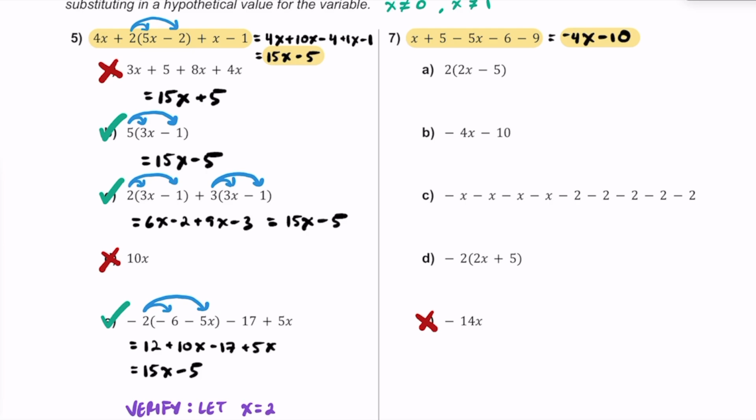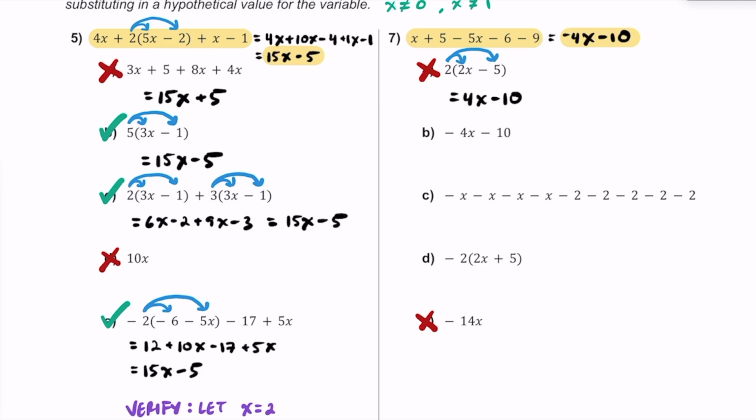And let's go ahead and start simplifying these expressions. So 2 times 2x and 2 times negative 5. That's going to be 4x minus 10. It's so close. It's just that we have a negative coefficient and a positive coefficient. So we know that these cannot be equivalent to each other.